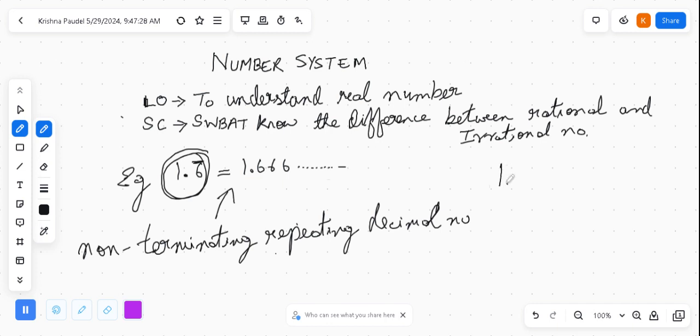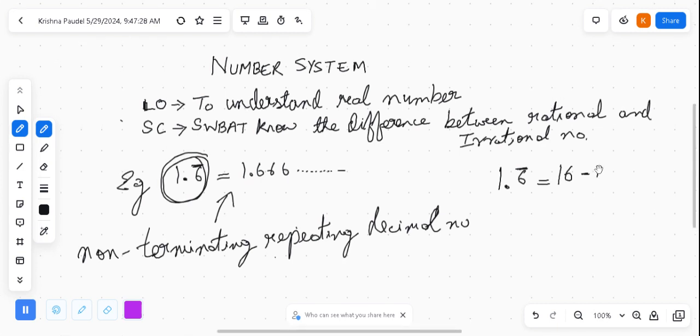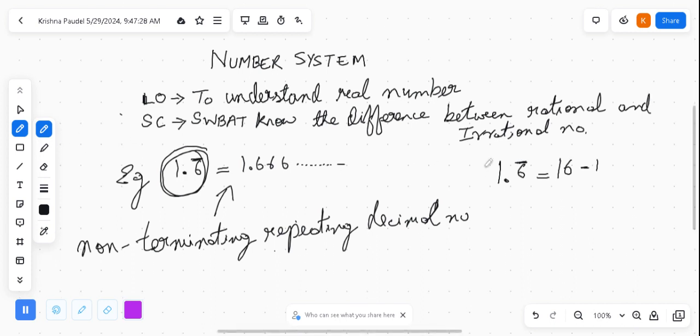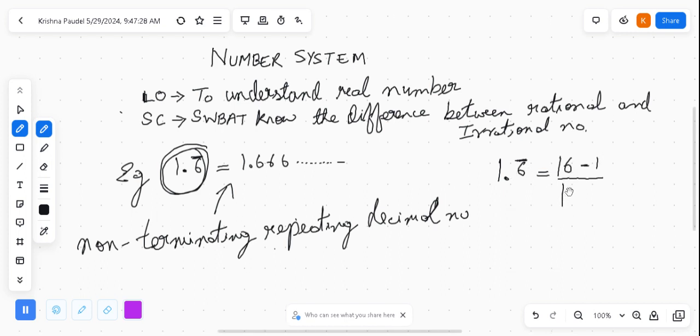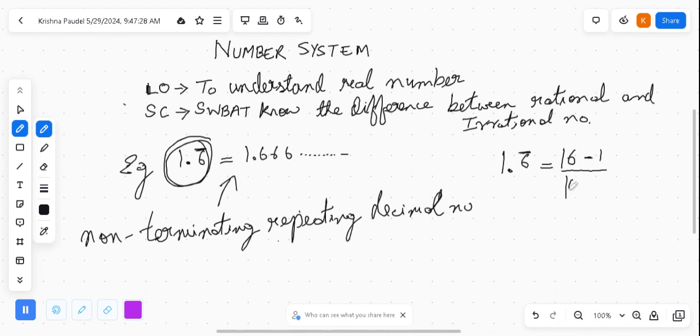So let's see. I'll show you a direct method where we can convert a non-terminating repeating decimal number into the form of p by q. So we need to write all the numbers, whatever is given here. Then we have to subtract that number which is not on the bar. Then after decimal, how many numbers are there? 1. So I have to write 10 here and subtract with 1, because after decimal the bar is there.